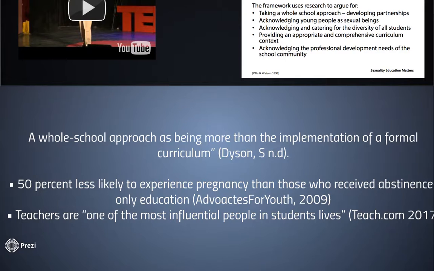All students have the right to this knowledge and it is a teacher's job to educate. Students need to know how to use contraception, how STIs are contracted and can be prevented, and what the options are if they do fall pregnant.